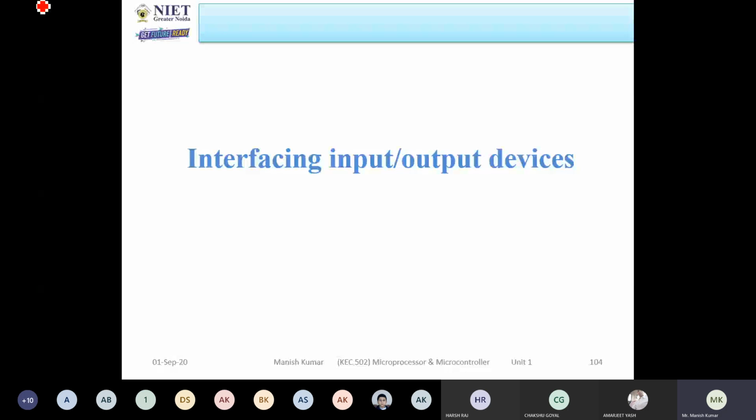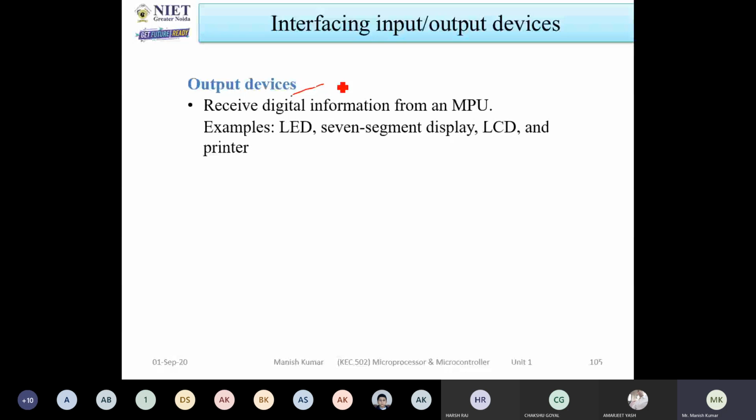Now you can see the next topic is interfacing input-output devices. So all of you know what the input devices are and what the output devices are. Okay. So what are the output devices? The output devices receive digital information from the microprocessor unit. Examples are LED, 7-segment display, LCD and printer. These are the output devices.